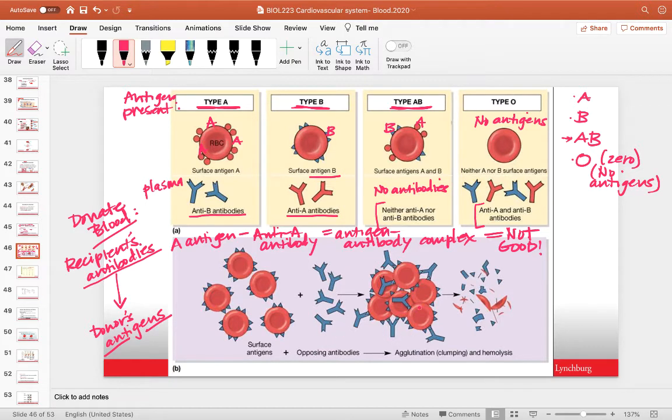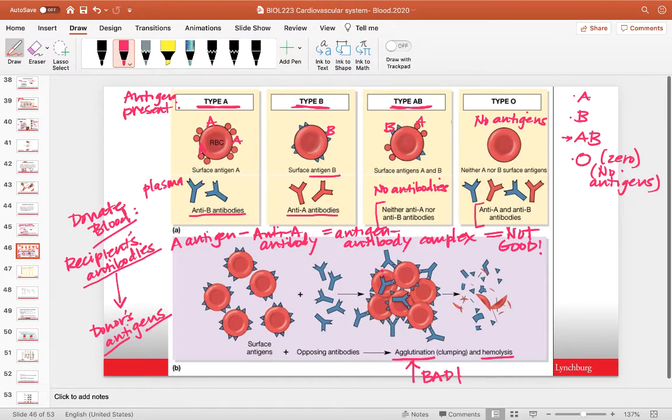So basically what happens is the red blood cells and the antibodies are going to clump together and then eventually break up the red blood cells and destroy them. And that process is called hemolysis. But this complex that forms creates kind of a clumping type of reaction in the blood, and we call that agglutination. Okay, so agglutination happens, and this is bad. This is not something that we want to have happen. Okay, so this is bad.